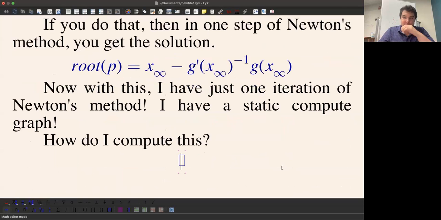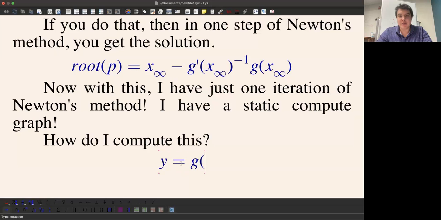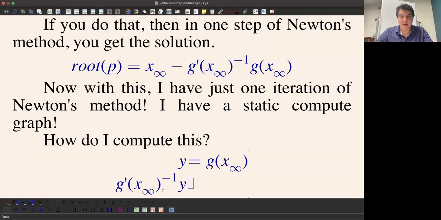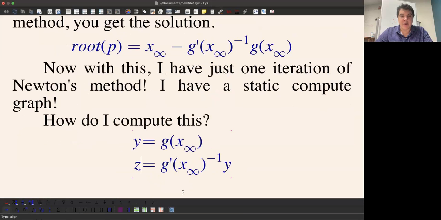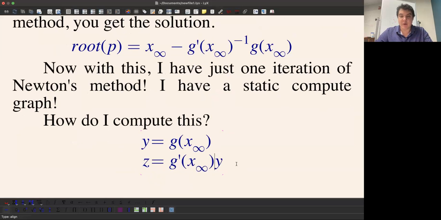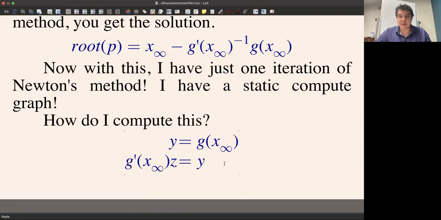And so with this, then I can say, well, how do I compute this, right? So let's do our steps here. So first of all, what you would do is calculate y equals g of x infinity, right? And then you would compute g inverse y. I'm just kind of giving names to things like a computer program, right? But you wouldn't actually compute it like this. What you would do inside of a computer is you would say, okay, I'm moving this to the other side, right? So you compute z like this.